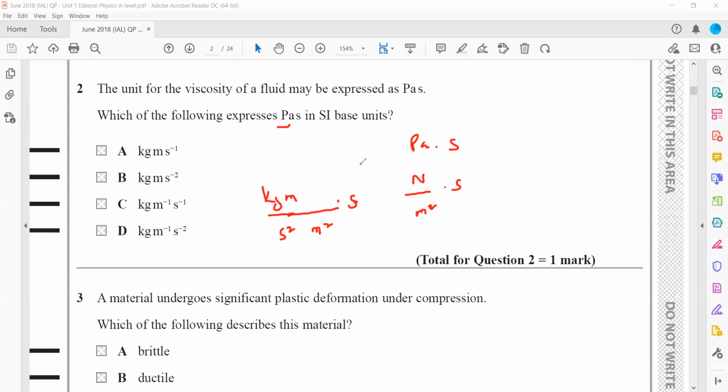So when I simplify this, second will cancel with one of the square, meter will cancel with this. So it will be kilogram, second, and meter. And when we further simplify, it will be kilogram, meter inverse, second inverse. So C will be the right answer.